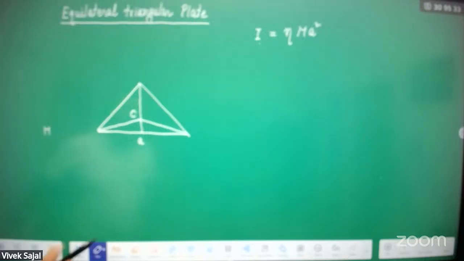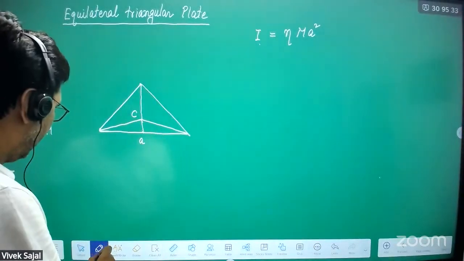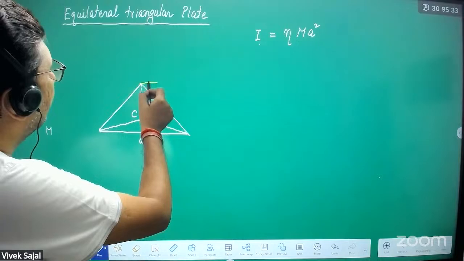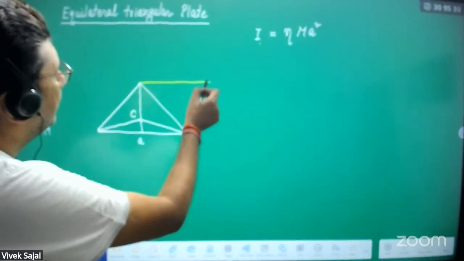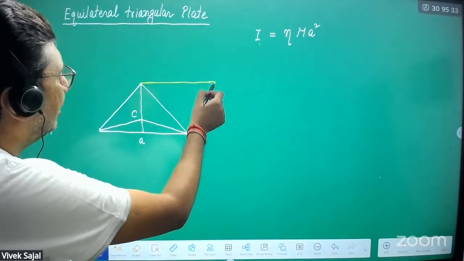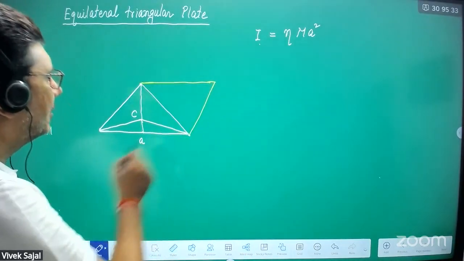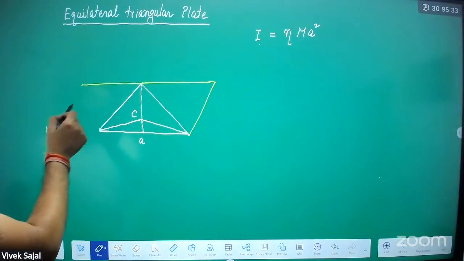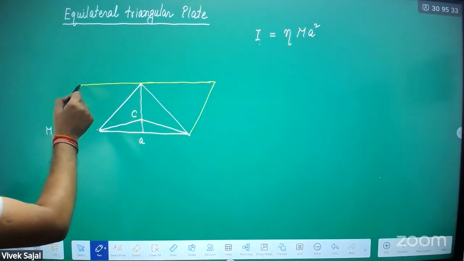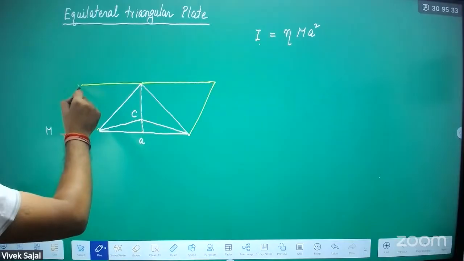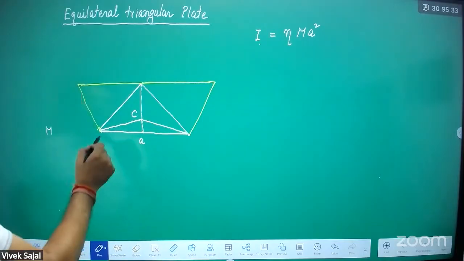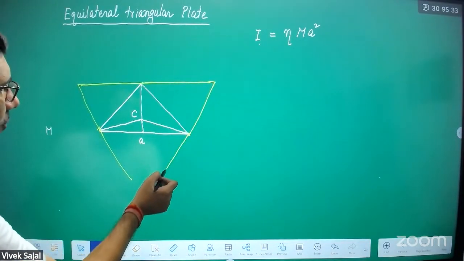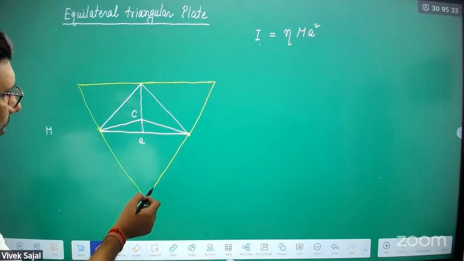So what do you do? A very simple thing. I'm using another color here. You have an equilateral triangular plate. Similar, identical type of plate I'm choosing here. It is like this. I'm choosing another equilateral triangular plate that will be here. And the third is this. They are not looking identical, but they are all identical.